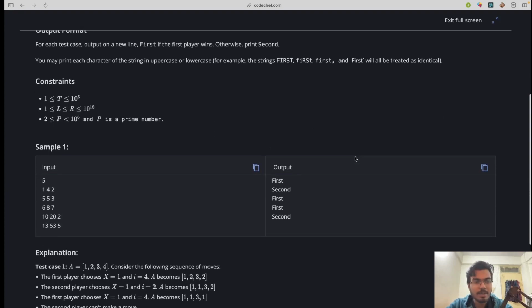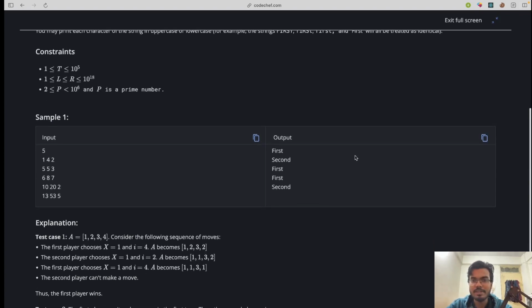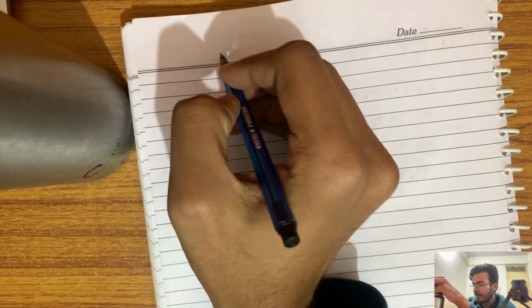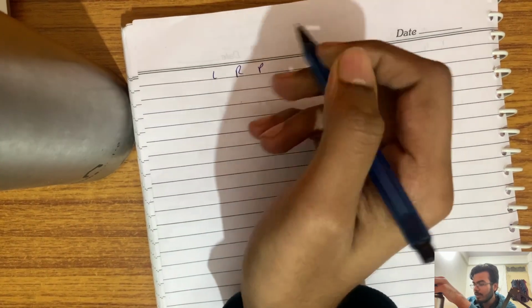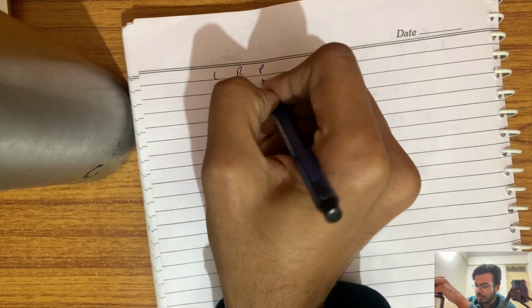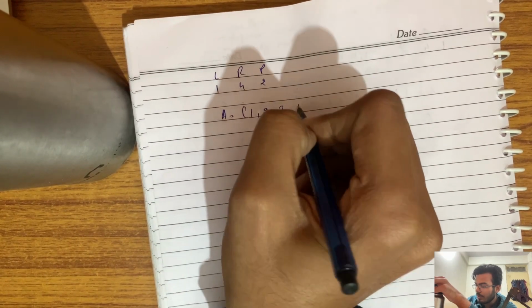So here are some sample test cases, and we will try to analyze them one by one. Let's move to the pen and paper and see how it goes. Let's try to understand the first test case. We are given L, R and P, where L is 1, R is 4, and the prime number is 2. So my array will become 1, 2, 3 and 4.